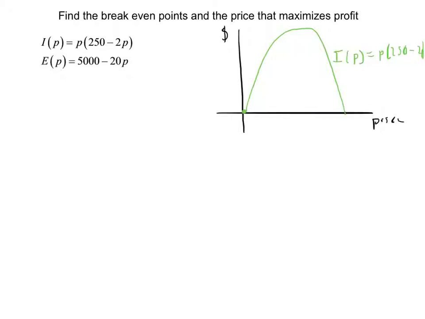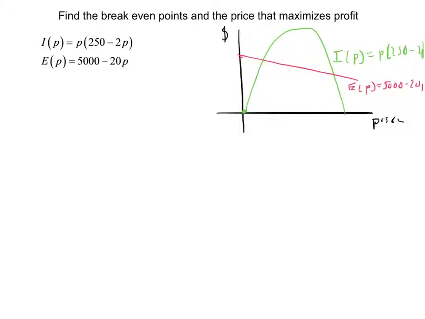a downward sloping line. The idea behind this is income is the ticket price times the number of people who show up. So this equation here is the number of people who show up. If it's free, 250 people show up. Every time I increase the price $1, 2 fewer people are interested in showing up. And then you multiply those together to get your income.